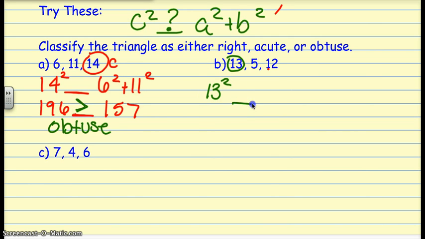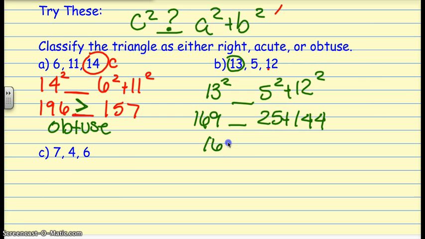So c squared, 5 squared plus 12 squared. Grab your calculator for those of you who can't do this mentally. 169, 25, that's 144. Those two things added together is 169. So 169 is equal to 169. If those two things are equal, then that means that you have a right triangle, not an obtuse or an acute, because the hypotenuse squared equals the sum of the other two.